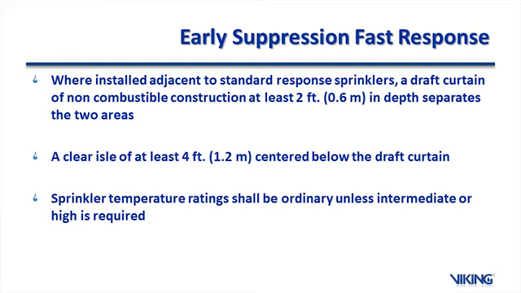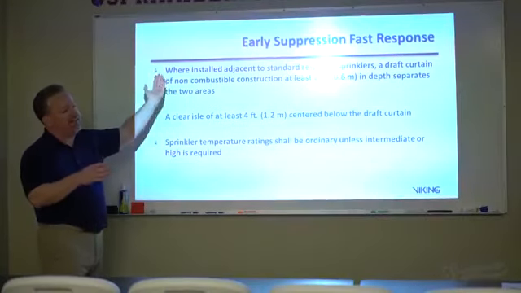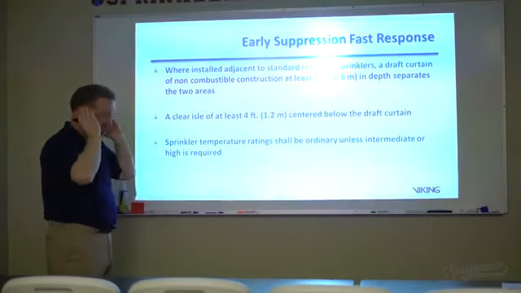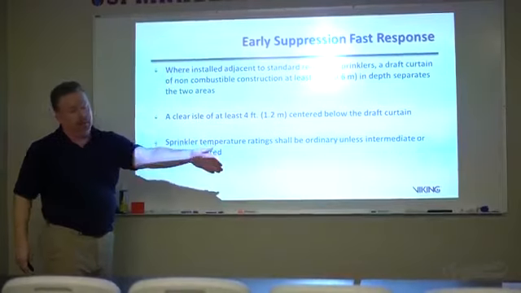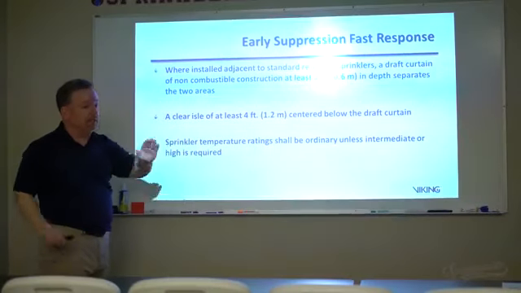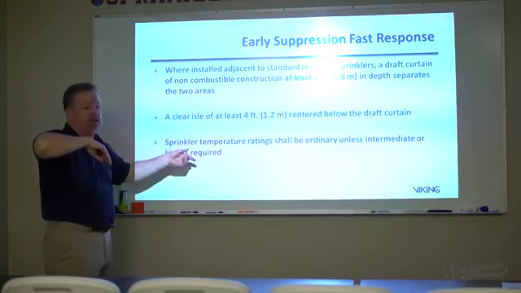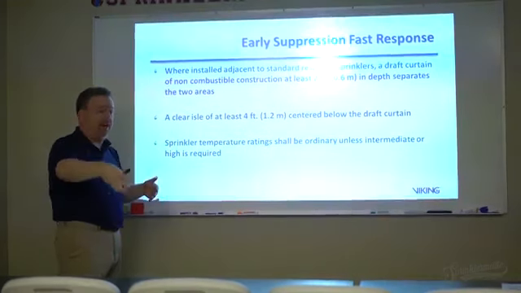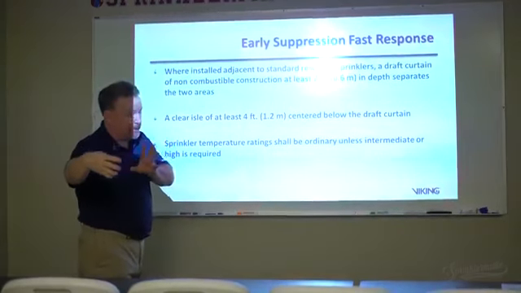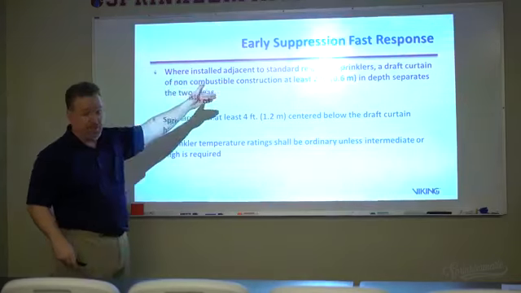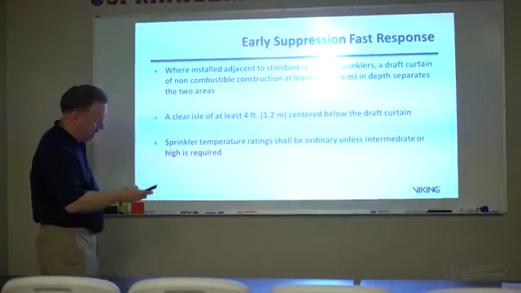Sprinkler temperature ratings need to be ordinary unless intermediate or high temperature is required. So the whole idea here is that you collect the heat on one side or the other. By using a 4-foot aisle and a draft curtain down the middle, we're trying to prevent the heat from one side operating the sprinklers on the other. What you don't want is a fire on the one side, where we're using non-ESFR sprinklers, operating ESFR sprinklers on the other side. So that's really crucial at that particular point.